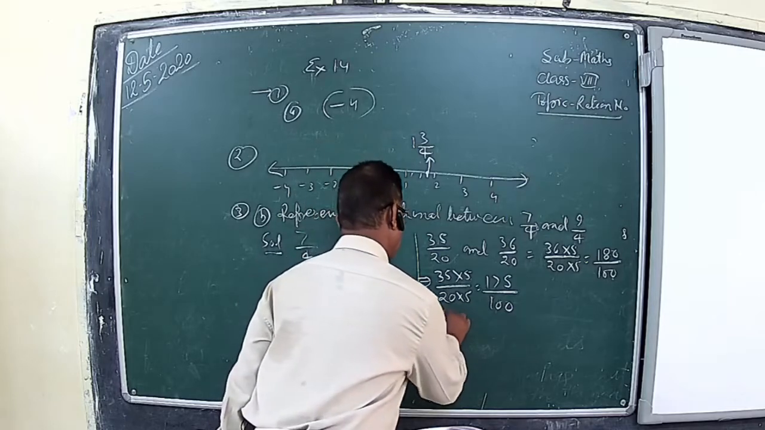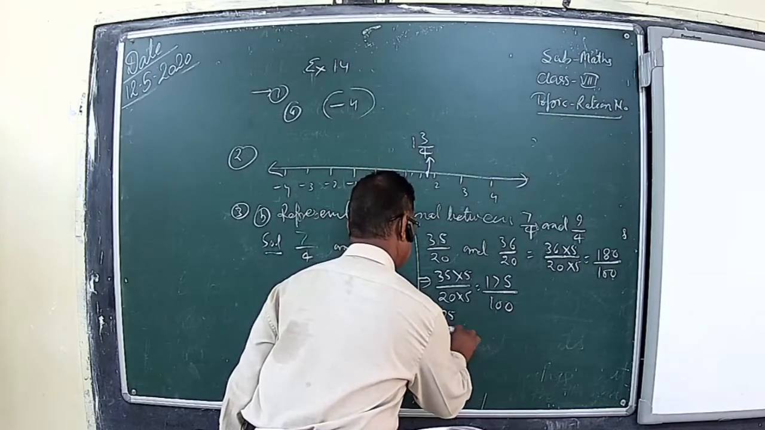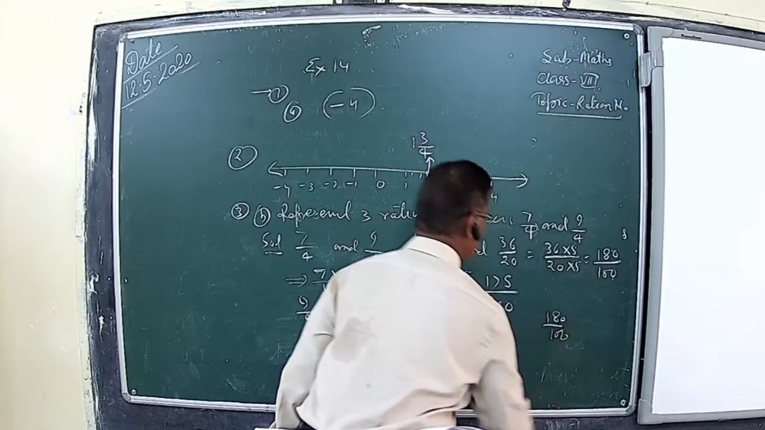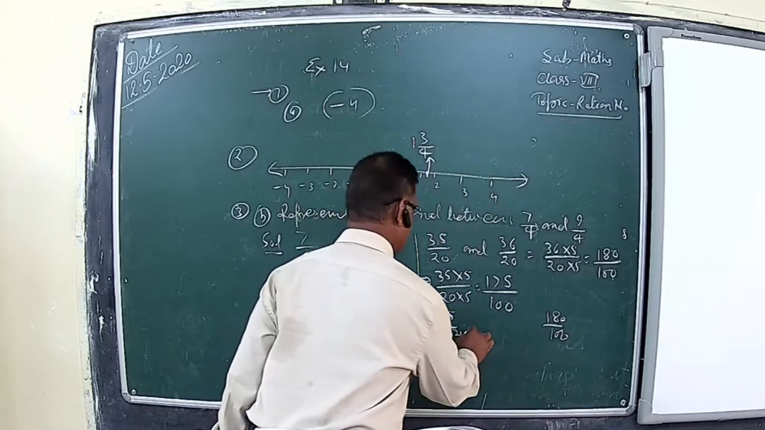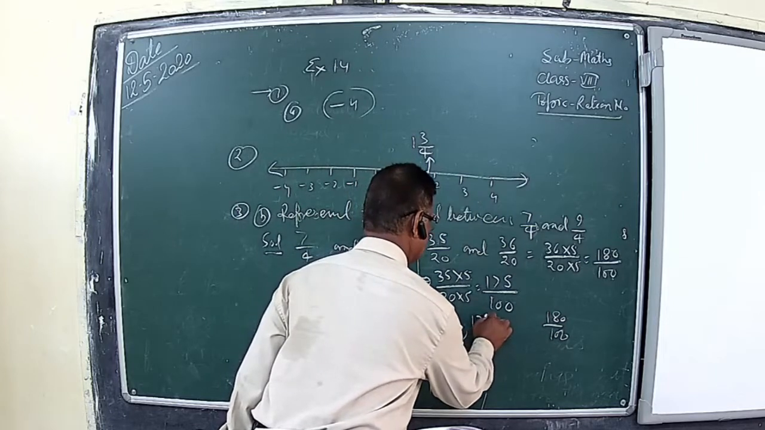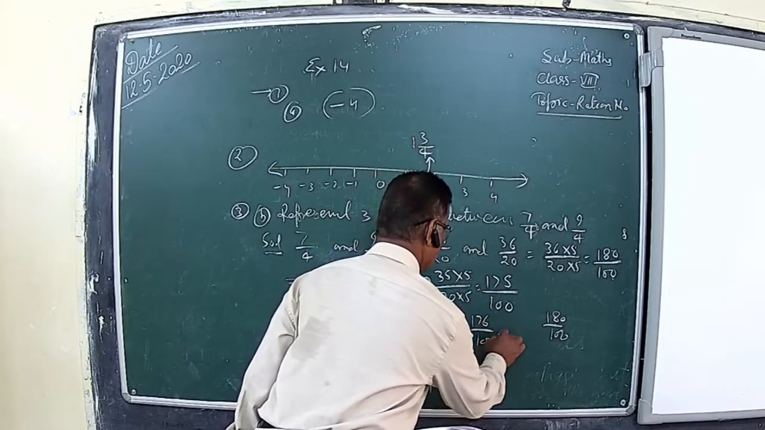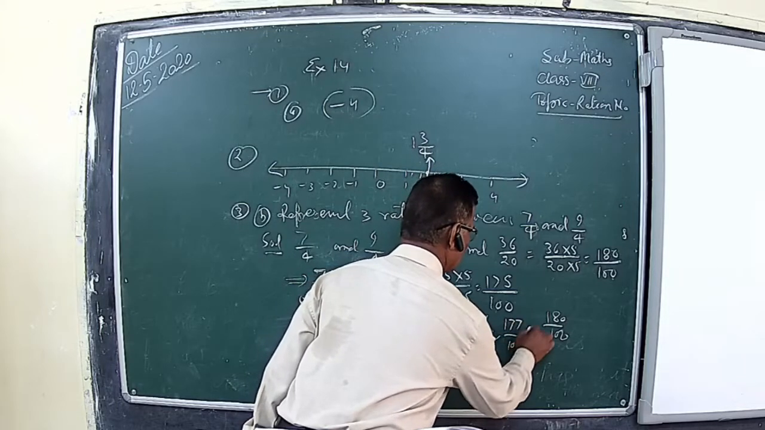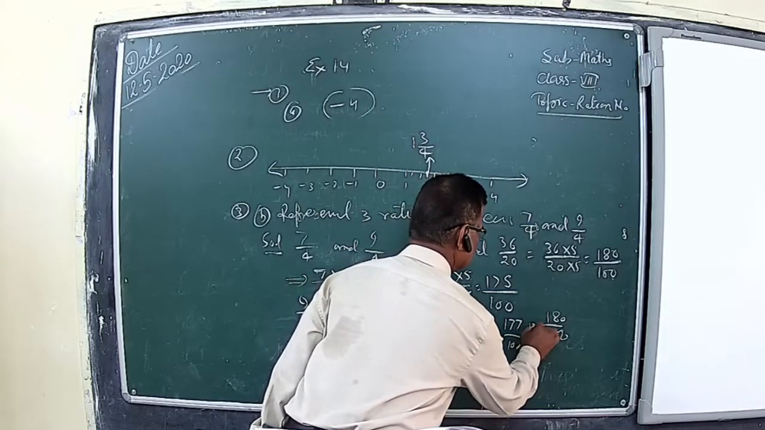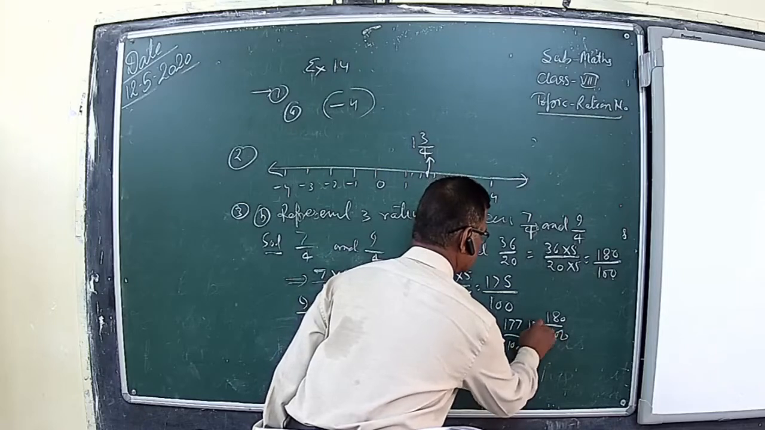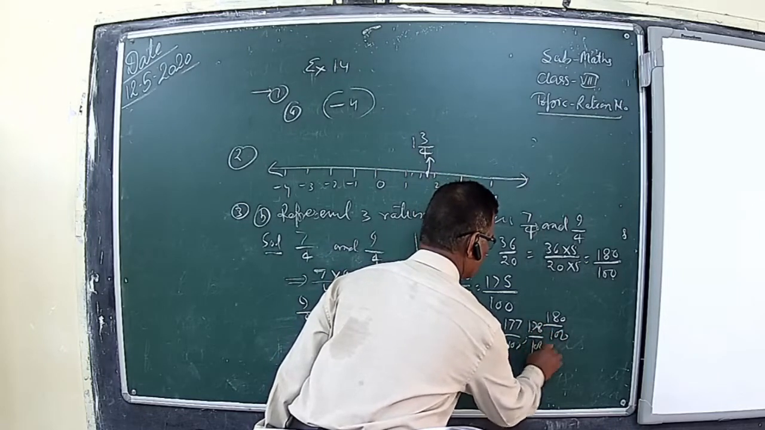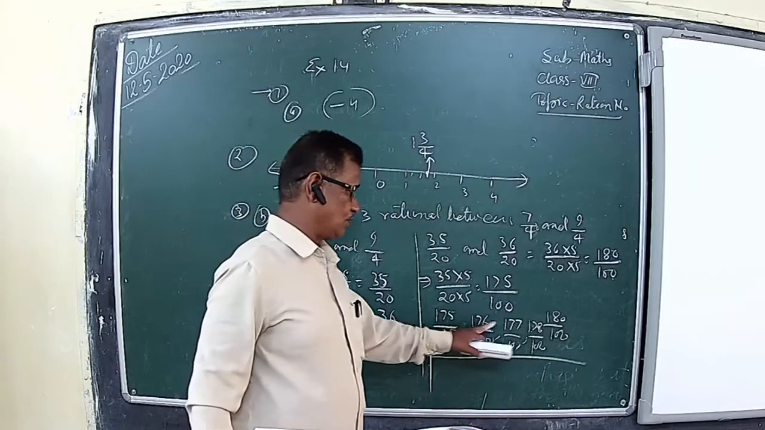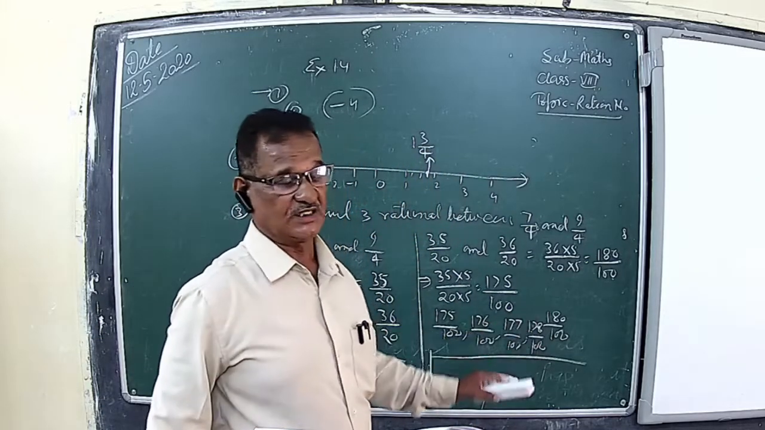Now you have two bigger equivalent rational numbers. This is 175 by 100 and the other is 180 by 100. Now write the required rational numbers between these: 176 by 100, 177 by 100, 178 by 100. So you get the required 1, 2, 3 rational numbers between these two rational numbers.